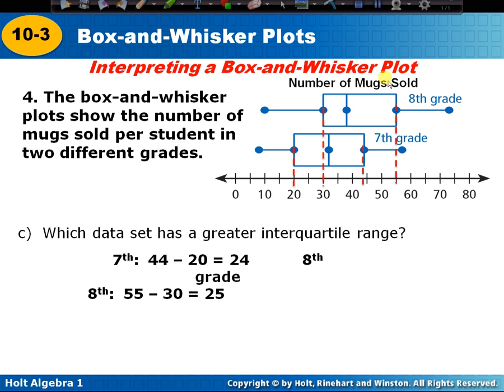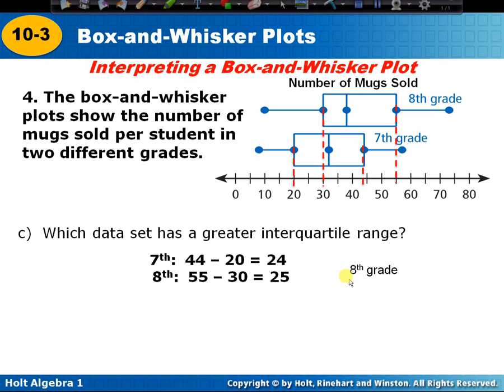So again, like I said, you couldn't obviously look at these and see which box was more spread out, and there's a reason for that, because if you'll notice, your interquartile range is literally 1 point off between your 7th and your 8th grade. So 7th is 24 and 8th is 25. So the 8th grade does have a greater interquartile range. So again, our 8th grade is our winner here with the greater interquartile range.